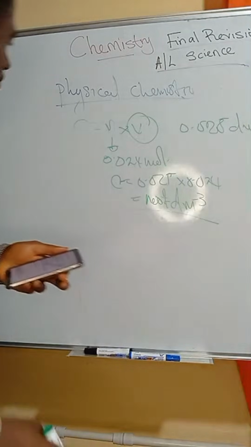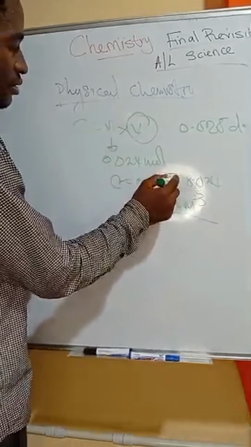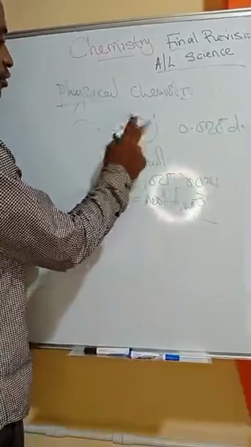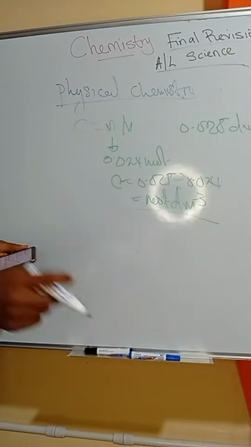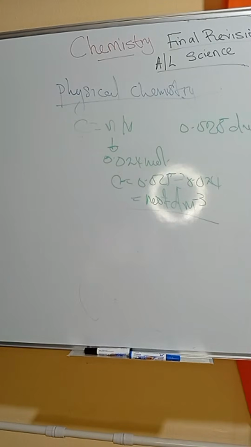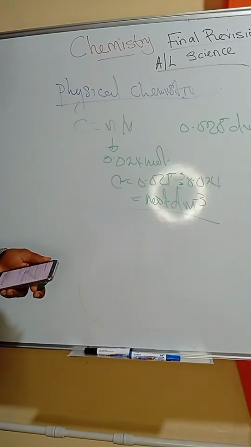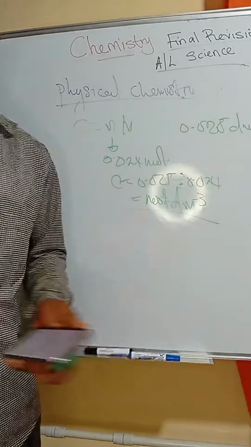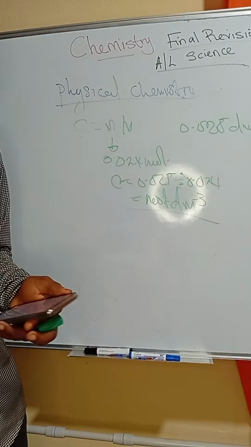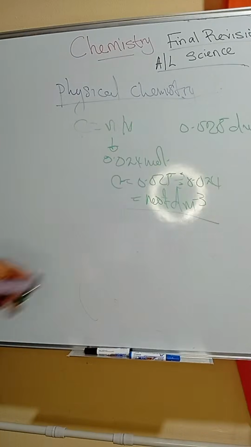Number of moles divided by volume. Sorry for that disturbance. The number of moles divided by volume will be 0.025 divided by 0.004, which will give you mole per dm³, roughly 0.99 mole per dm³. Do the calculation. That's what you should be having.